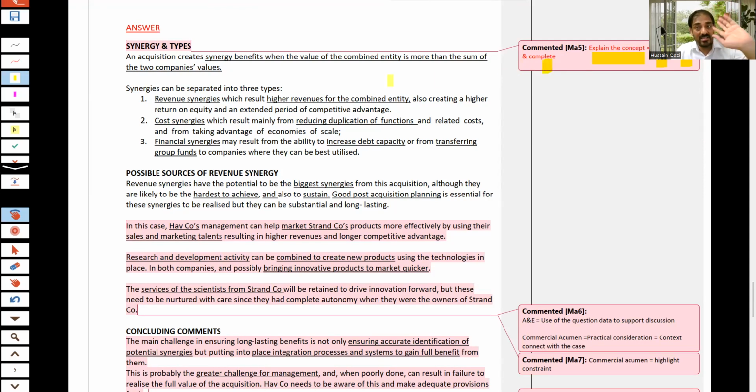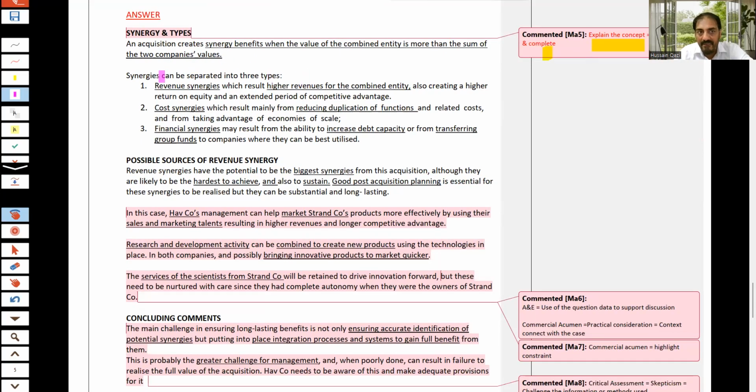Concise doesn't mean that you ignore some points. Complete means first you need to start here. An acquisition creates synergy benefits when value of combined company is more than the sum of the two companies working individually. You can add the words working individually, otherwise this statement is complete. Simple statement. Synergy can be separated into three types.